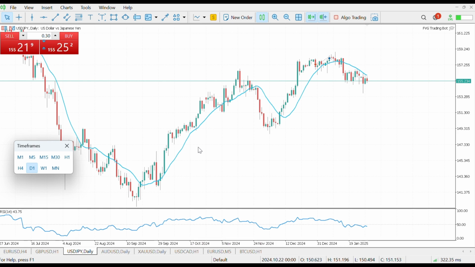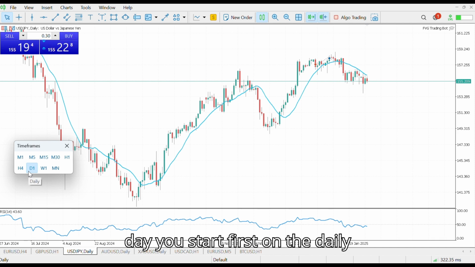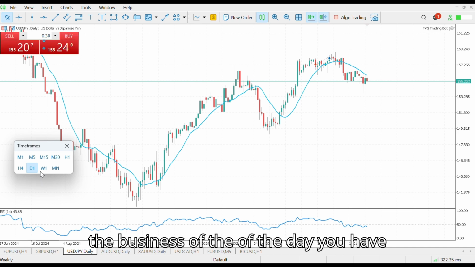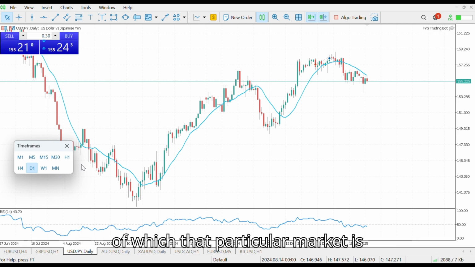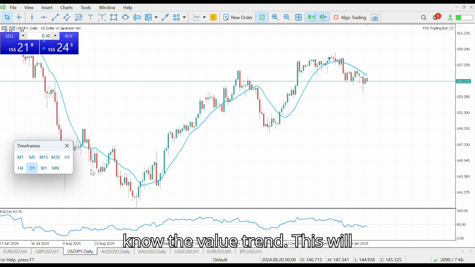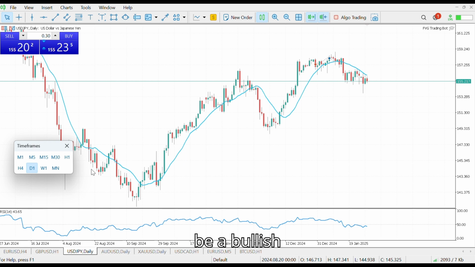The first thing I normally do is identify the overall trend for the day. You start from the daily time frame. The daily time frame is for longer-term trading, that's swing trading. However, before you go into the business of the day, you have to ensure that you know the direction that particular market is heading. So first things first, we have to know the overall trend. This will give us a focus on what to look out for that particular day. Is this going to be a bullish trend, or is it going to be a bearish trend?